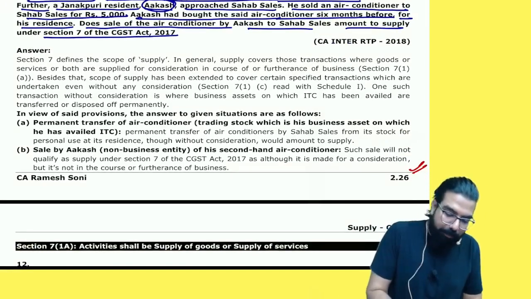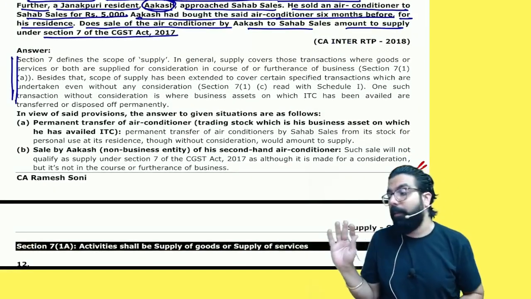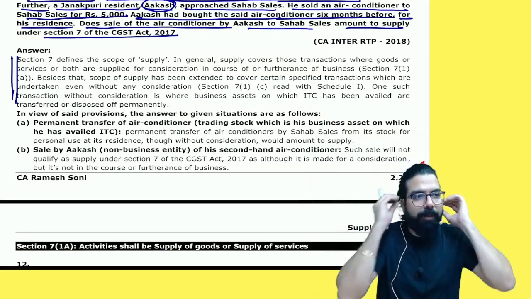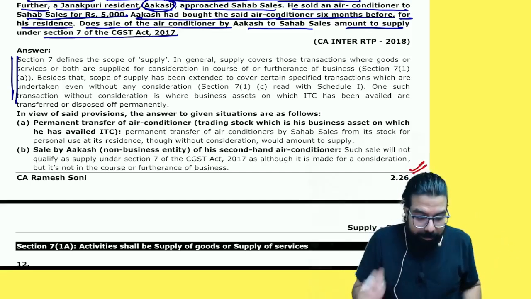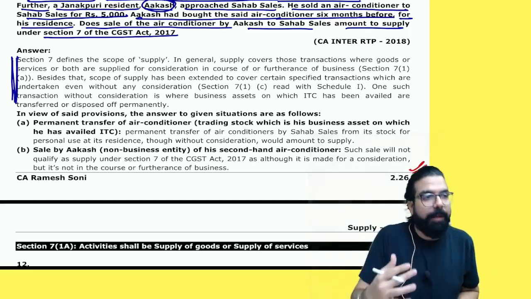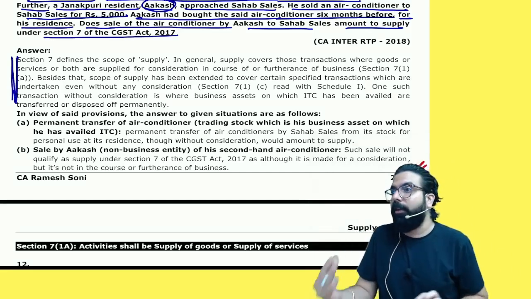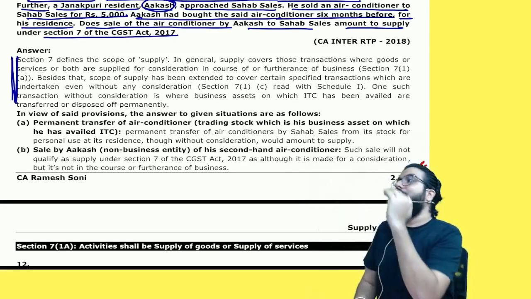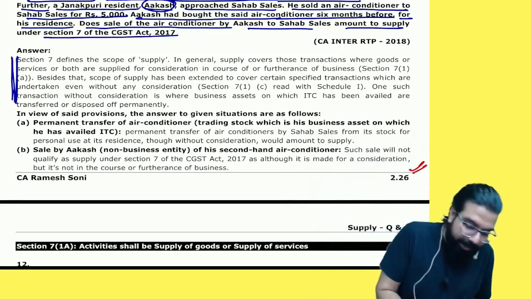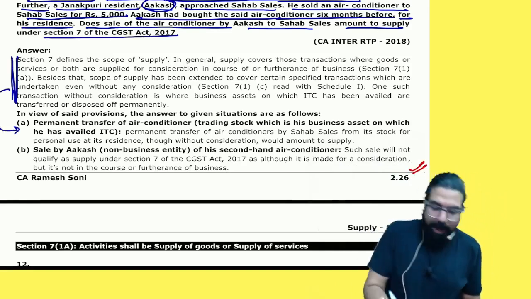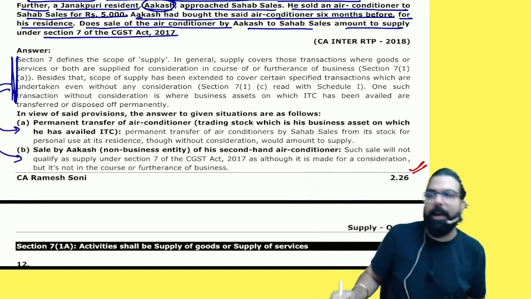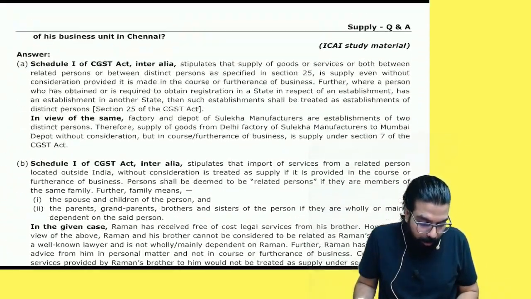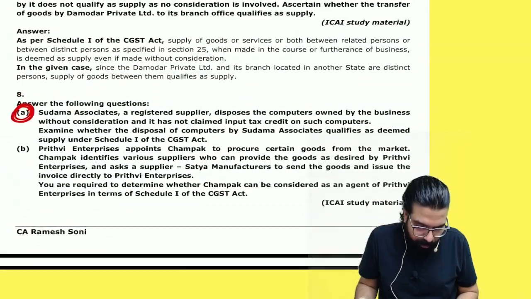So first, they have written the law over here. People listen. How do you write answers? We'll practice also, but first we'll understand how to write. See, first you should write the law: as per section number 7, without consideration also some things will be called supply. First you write that. Then you apply the law to the situation and say that, sir, in the first case this happened and in the second case this happened, so it will be a supply or it will not be a supply. Is my point clear to all? Chalo. Now, which is the next question we had understood?